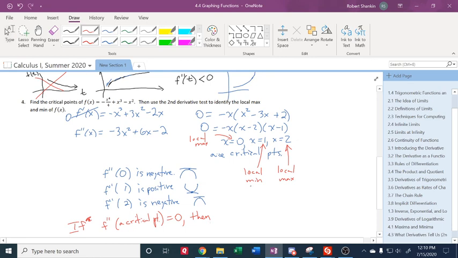What is the case is that we've wasted our time on the second derivative test.